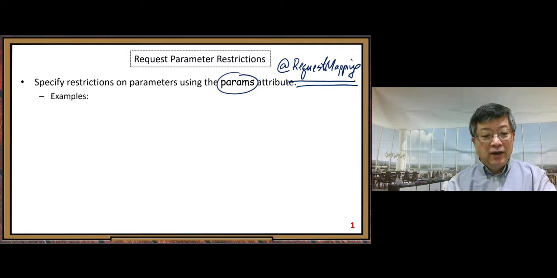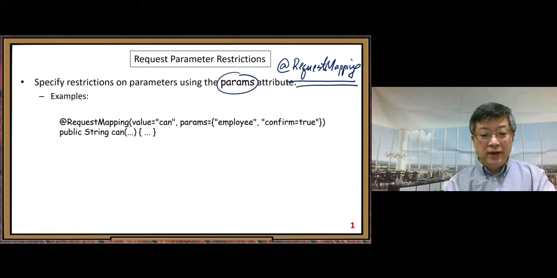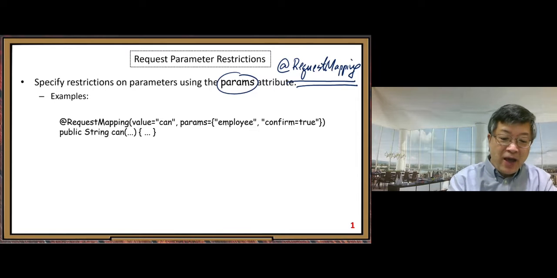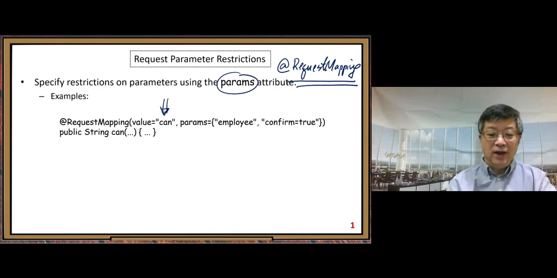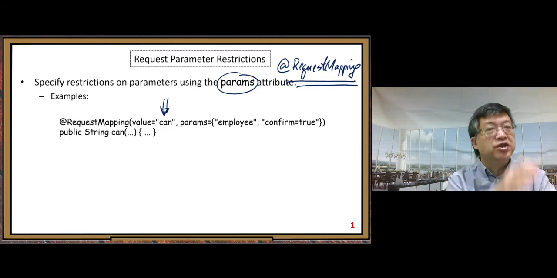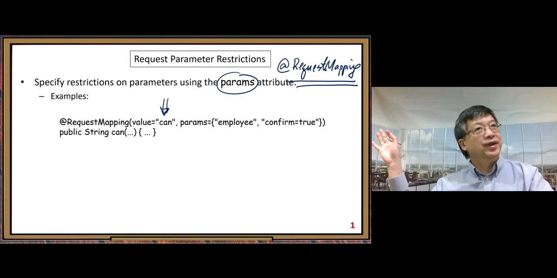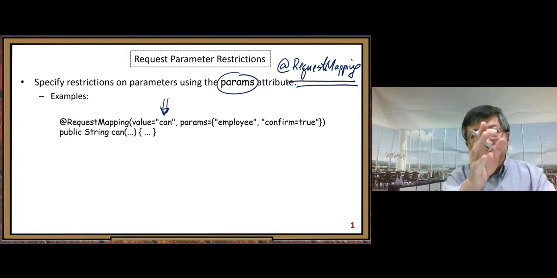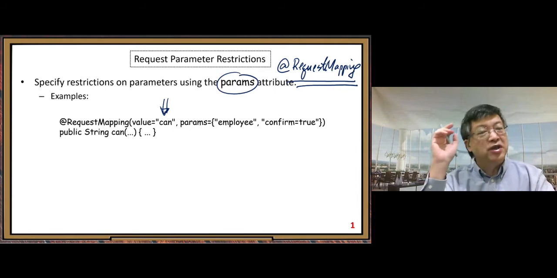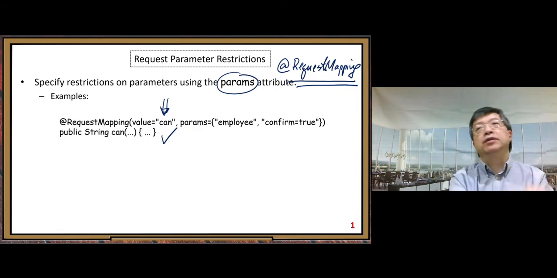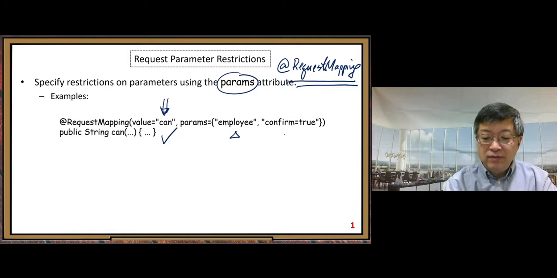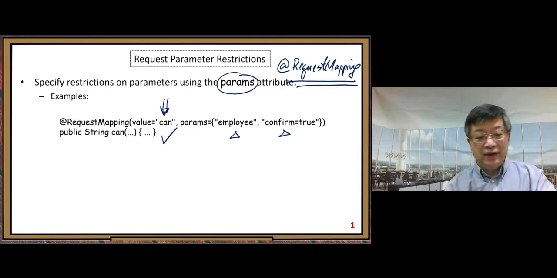All right, look at this example. So value, we know that, is the URL pattern part. But here we also need to specify restrictions on parameters. The parameters should satisfy some conditions, then this method is called. Otherwise, this method won't be called. That's the meaning. So there are two parameter restrictions here.